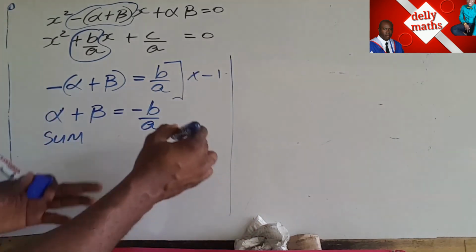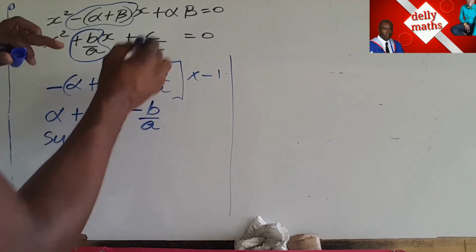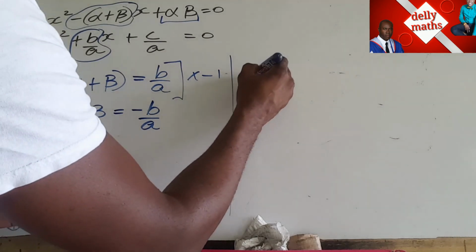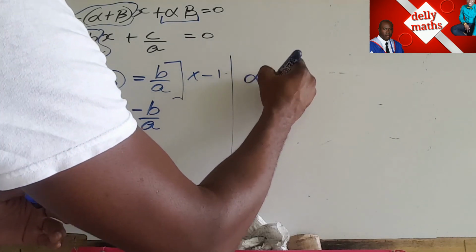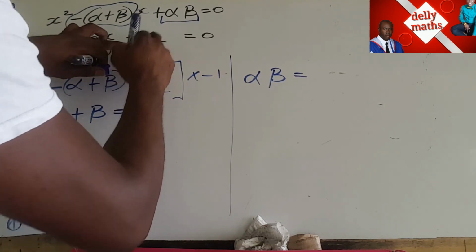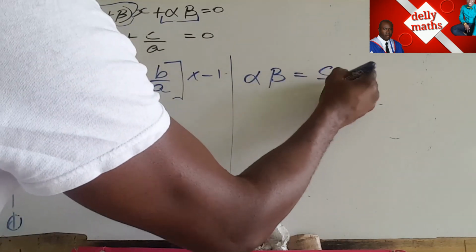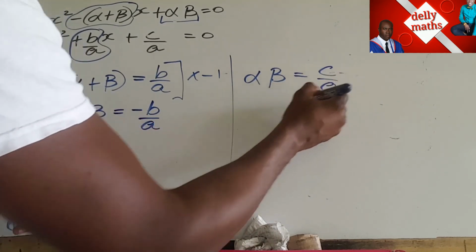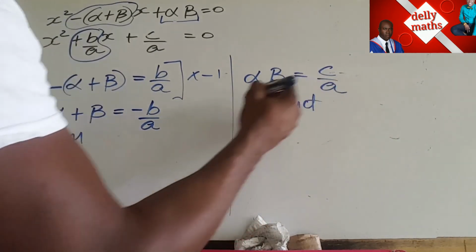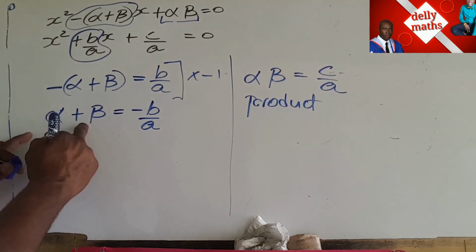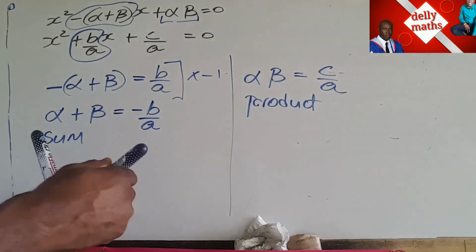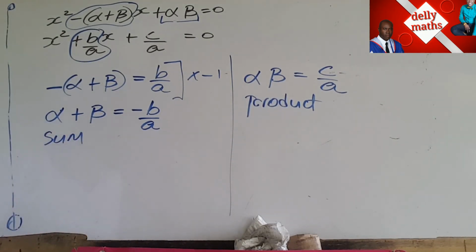Now let's look at the product. Well, you could see here, that's the product of the two roots, alpha and beta. So the product of alpha beta is going to equal to this part. You could see c over a. So it's equal to c over a. And there we have it. This is the product. Alright, so this is the proof that the sum of the roots of a quadratic is equal to negative b over a, and the product of the roots is equal to c over a.